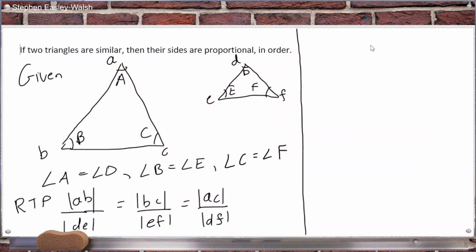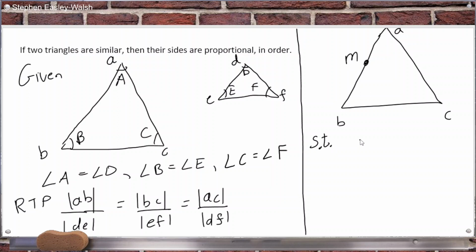So what we need to do in the original triangle ABC, mark off an M such that AM is the same length as DE. And also we'll mark off an N here such that AN is the same length as DF. And then we'll connect that up. Okay.